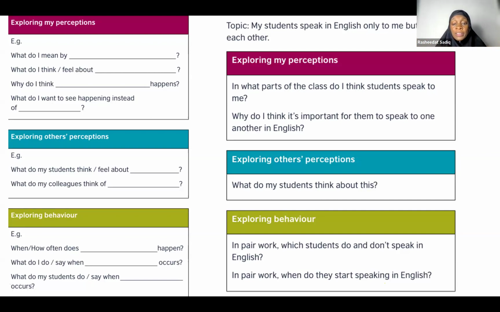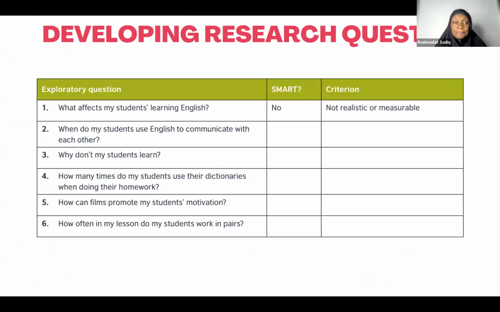And if you're exploring behavior, that is observing. You are observing them in the classroom and you're taking down notes to answer the questions that you're asking about their behavior. Or you can also get a colleague to come into your classroom. So you're teaching as you normally would, but the colleague is observing your behavior and observing the learners' behaviors and writing down their findings for you to analyze at a later date.